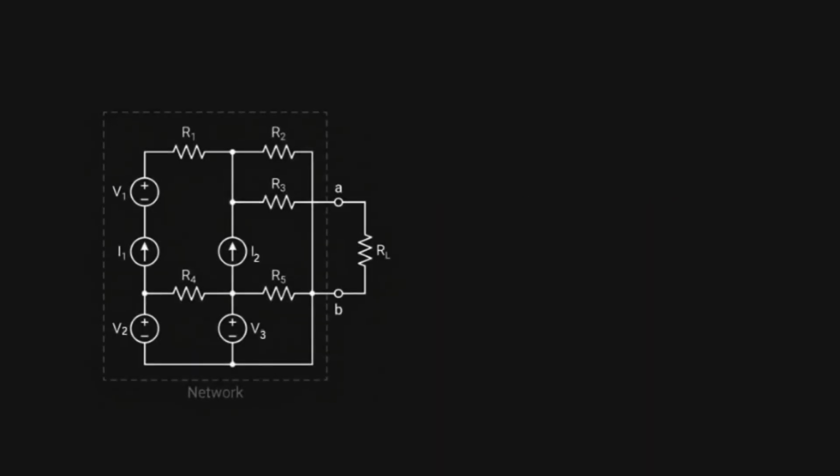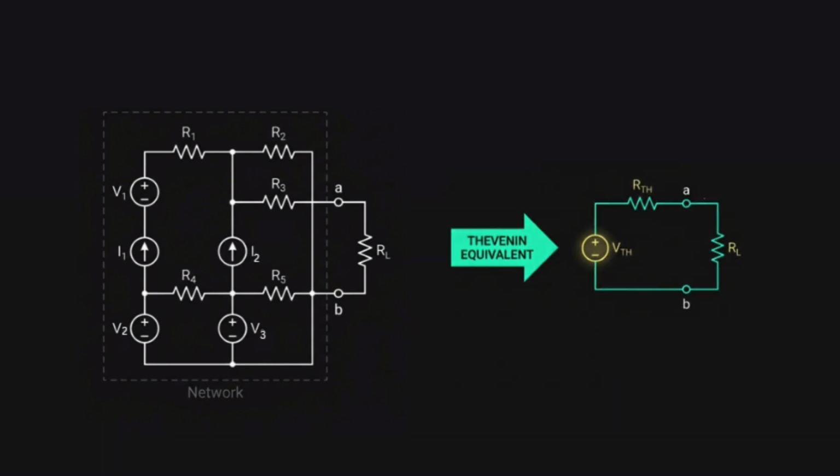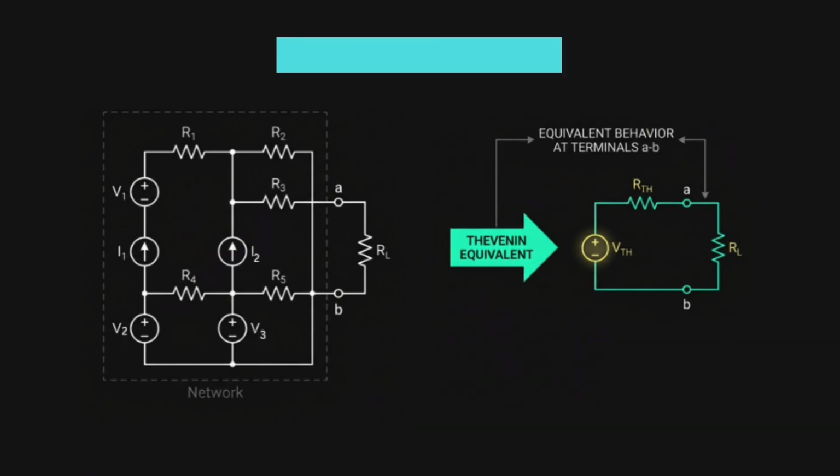Hello everyone, welcome back. What if I told you that a complicated circuit with several sources and resistors can sometimes be replaced by just one voltage source and one resistor? And the best part, as far as the load is concerned, the new circuit behaves exactly like the original circuit. This is the idea behind Thevenin's theorem.